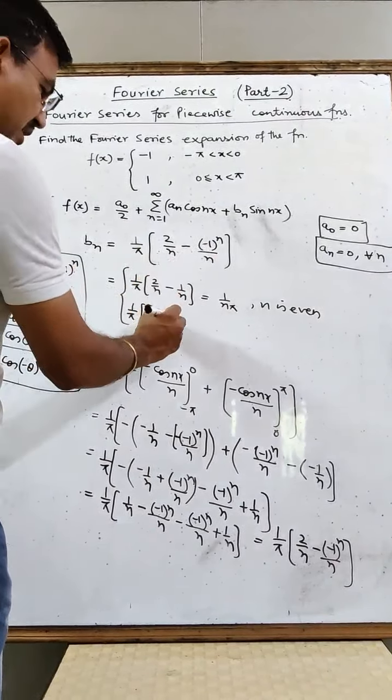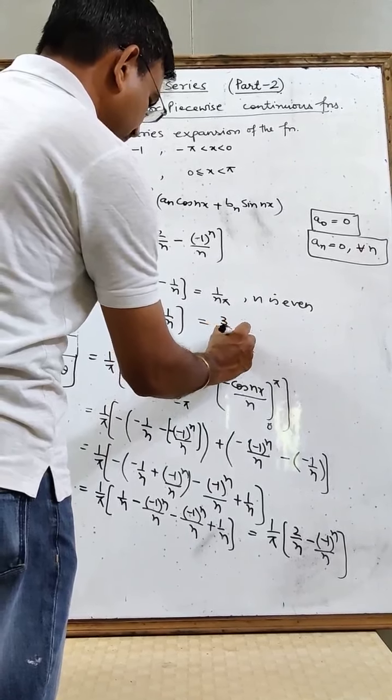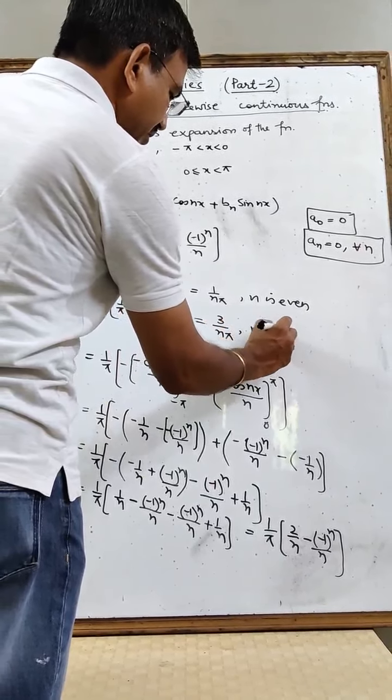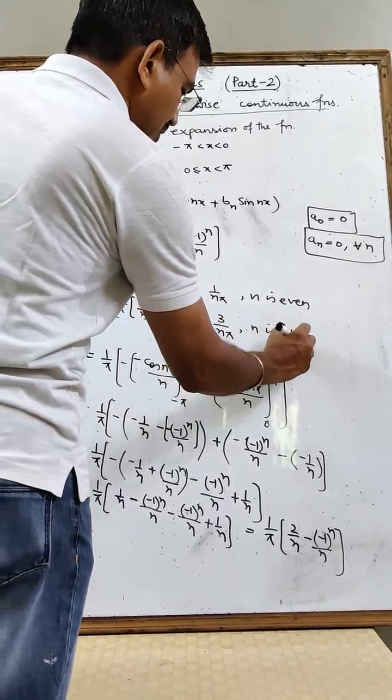And in that case, it would be equal to 3 by n pi if n is odd. Why have I written Bn in this form? Because we have to find the value of B1, B2, B3, B4. So now we can easily write what will be B1? B1, here n is 1, odd, so it would be equal to 3 by pi.